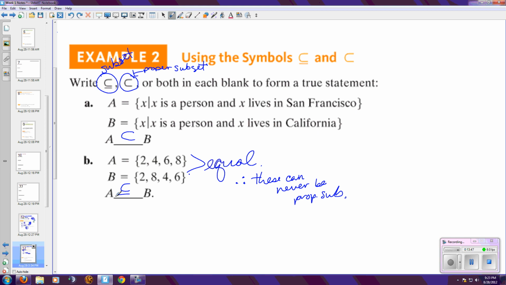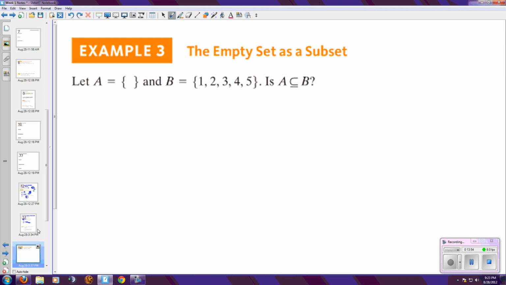All right, so to carry on with the lesson, if you are looking for more information, please look at the next video, where we'll start off with empty sets as subsets and go on from there.